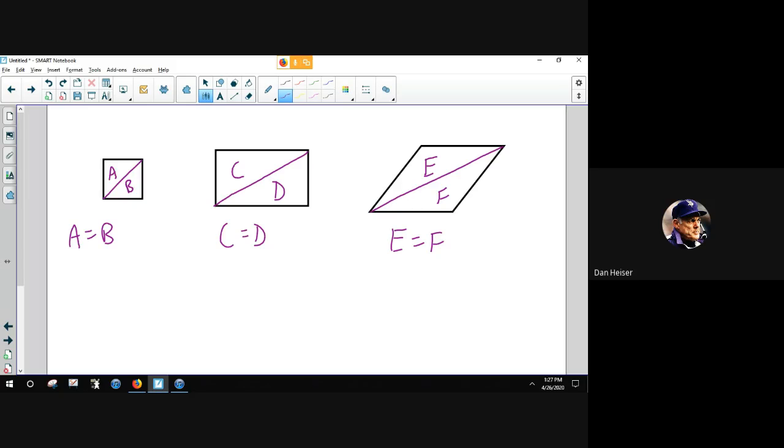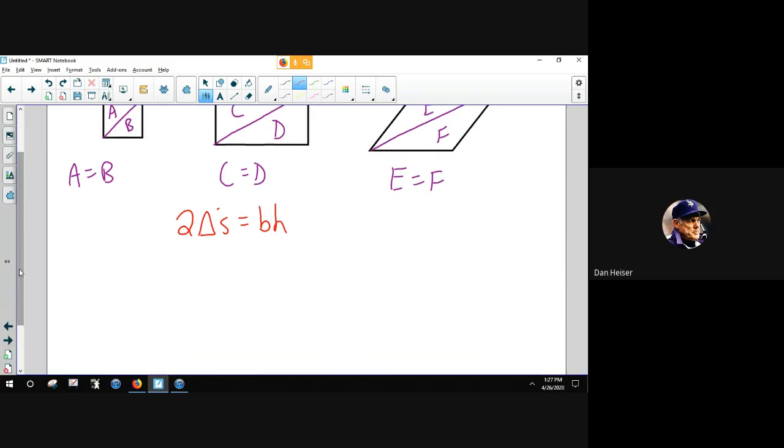That's all we need to find the area of a triangle. In each of these figures, two triangles equals the base and the height. We could use base times height to find the total area. Base times height, total area.